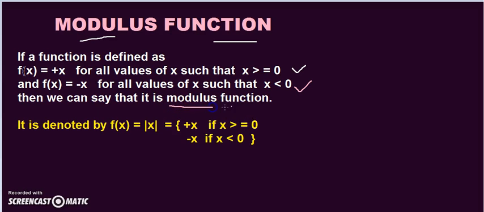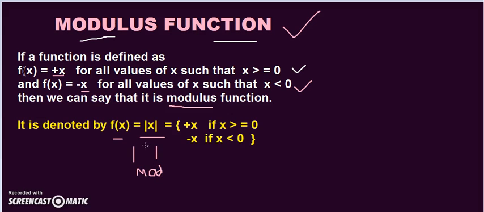It's very simple. What is a modulus function? It's a function that returns all positive values of x when x is greater than 0, and returns all negative values of x when x is less than 0. Then we can say that it is a modulus function. So we can define this as f of x is equal to mod x. These two pipes we call mod, M-O-D, or modulus.